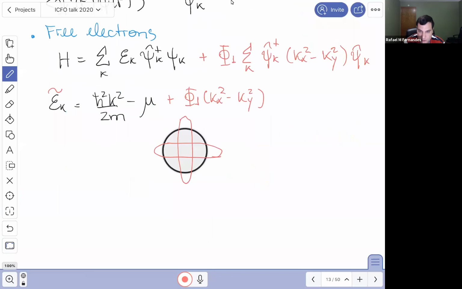So you see, what happened? I broke a symmetry, right? My Fermi surface was isotropic. And now it becomes an ellipse. It means that I broke the rotational symmetry of the Fermi surface. Okay. So this is what the quadrupolar order does. Now you may ask, why do I need phi 1 and phi 2? Why do I need two components? Well, let's go back a little bit and understand this point.